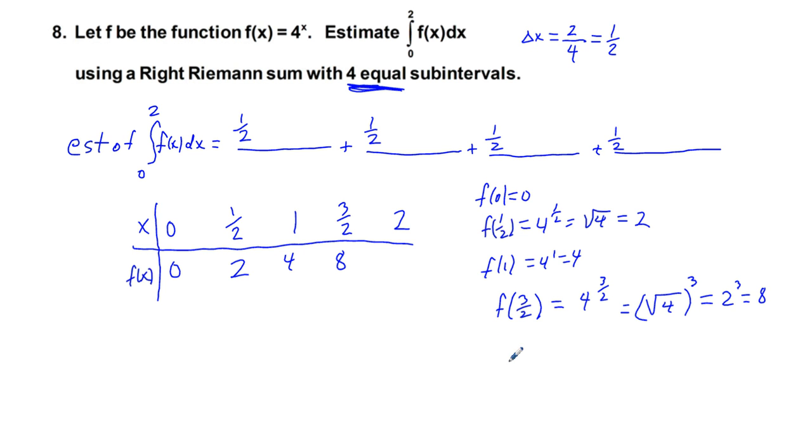So that's 8. And then finally f of 2 is going to be equal to 4 to the 2nd power, which is 16. Here we have 16. And so using a right Riemann sum, we're going to take this value on the right. So the one that goes here is 2, then 4, then 8, then 16. And we don't really have to simplify beyond that. We could if we wanted to. Let's go on to problem 9.